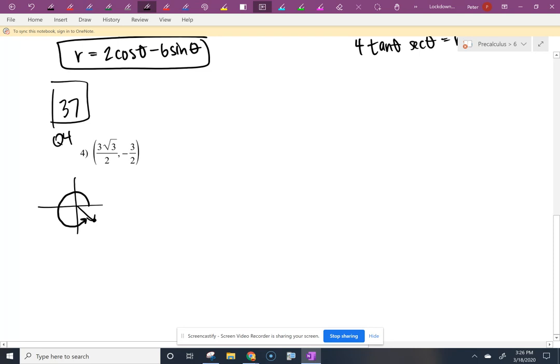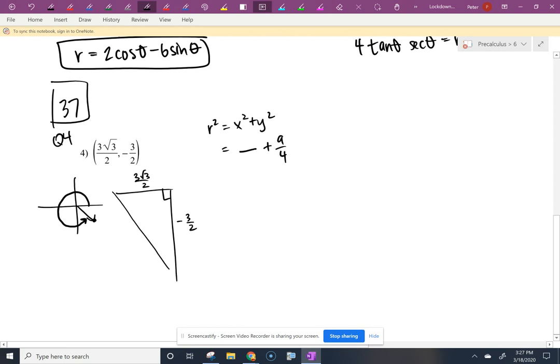So if I look at this thing, I know this triangle, if I kind of blow it up, right? If I blow up that triangle, I know that this way is 3 root 3 over 2, and this way is negative 3 over 2. So hypotenuse shouldn't be that hard to find, right? R squared equals x squared plus y squared. So in this case, the y is easy. That's 3 over 2, so squared is 9 over 4. So that's 9 over 4.